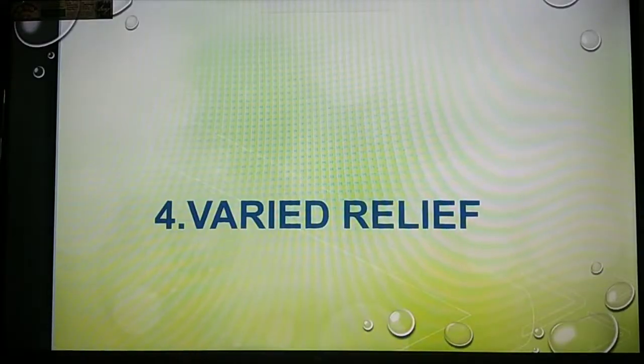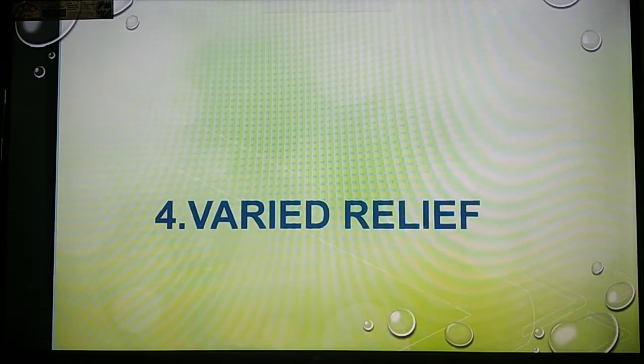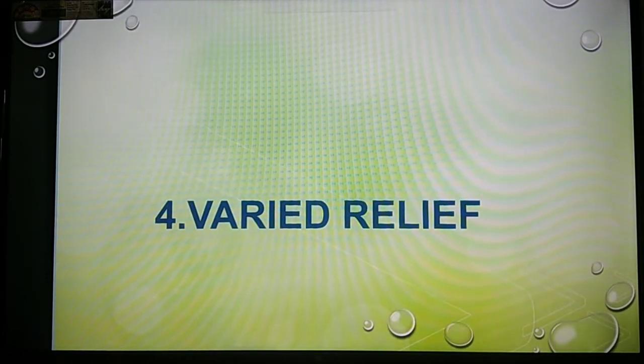Today we are going to start the topic which we started in the previous class, that is the factors affecting the climate of India. In the previous class, we have studied the Himalayas, the monsoon wind, and latitudes, and how these factors are deciding the climate of India. So today we'll start the fourth factor which is deciding the climate of India, that is the varied relief.